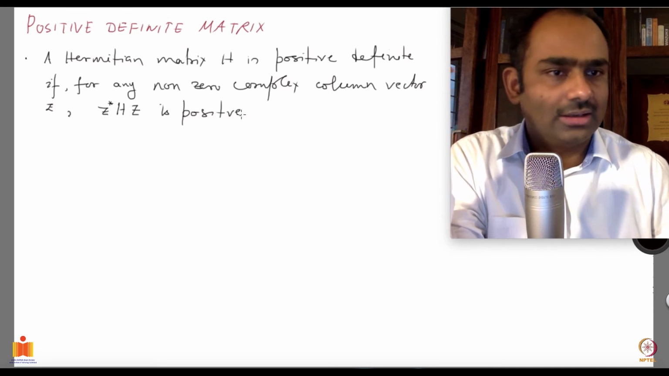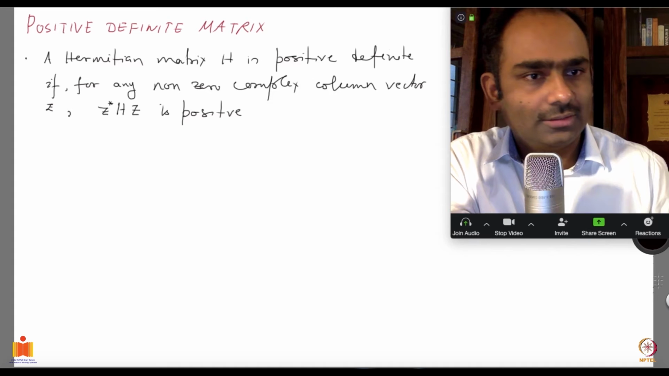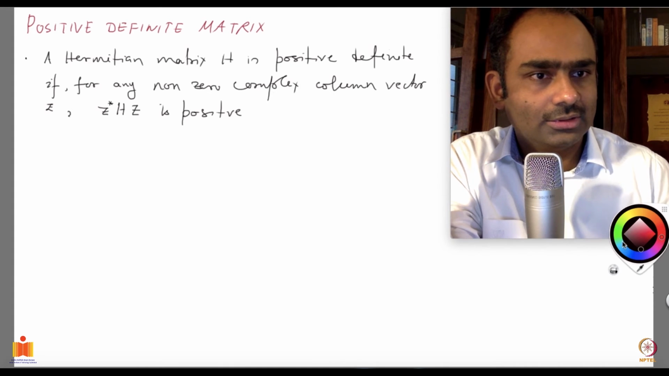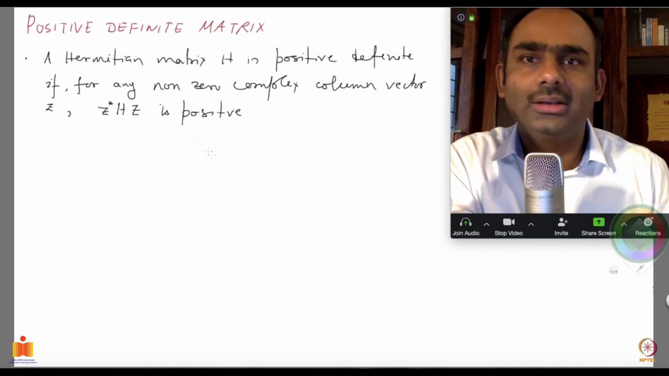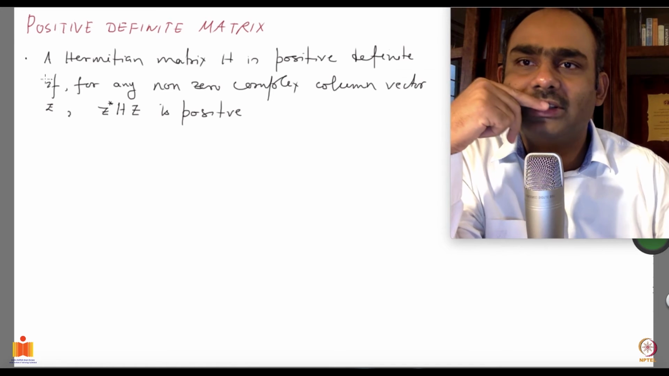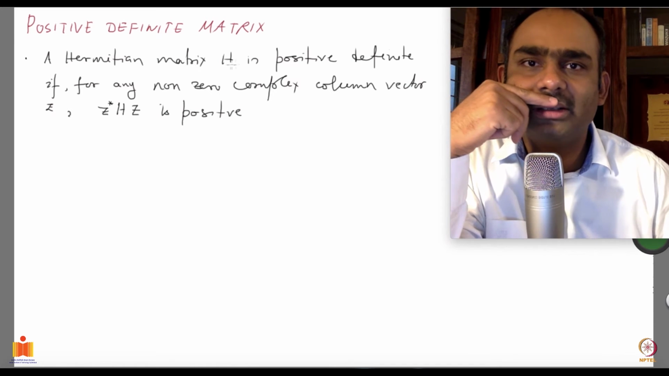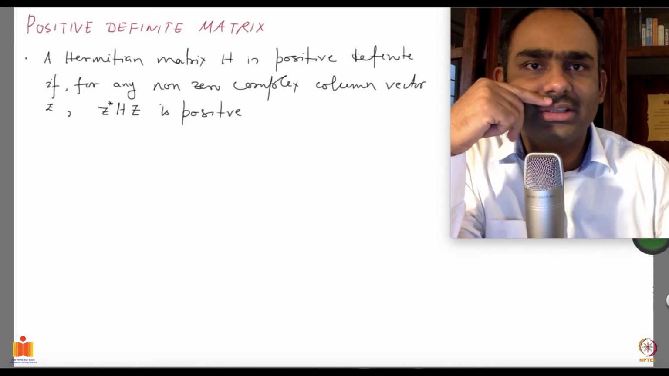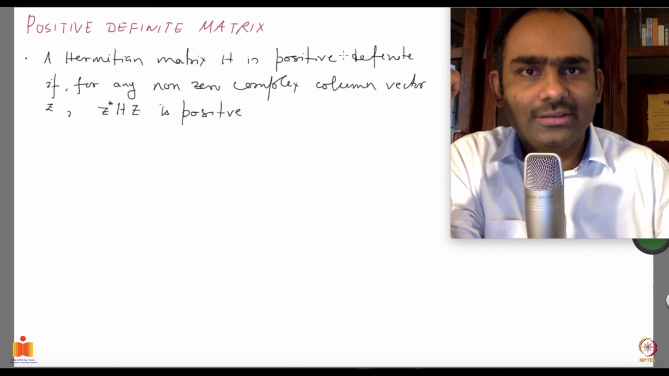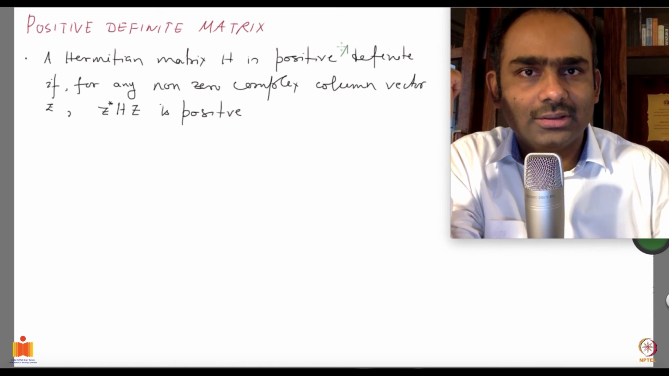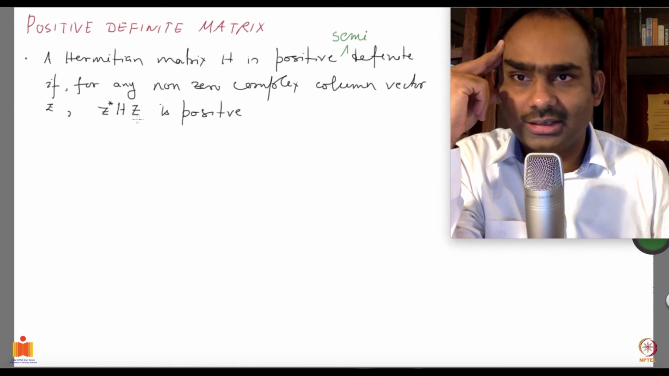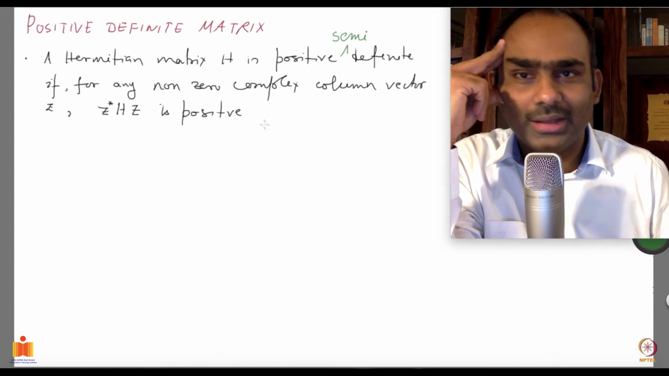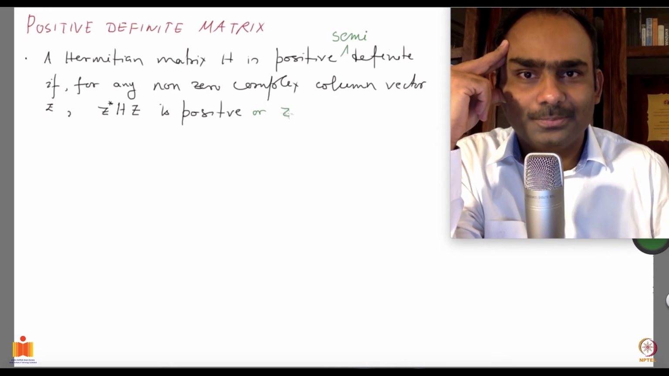Another definition, I will use some color here. The definition is: a Hermitian matrix H is positive semi-definite, so I put semi here, if for any non-zero complex column vector Z, Z star H Z is positive or 0.